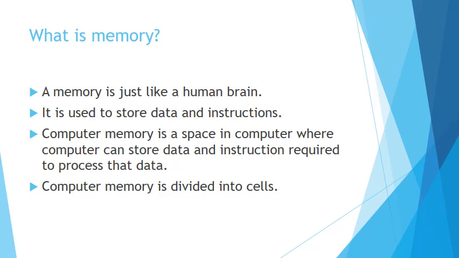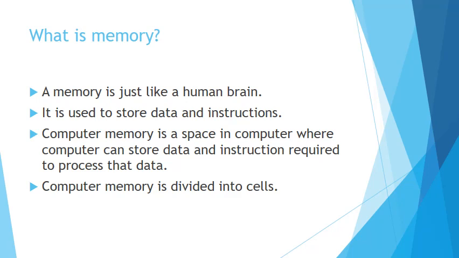So, let us discuss what memory is. As human beings, whatever we see, whatever we listen to, if we want to store that thing, we store it in our brain. Same way, if a computer wants to store anything, that will be stored in its memory. So we can say that computer memory is like a brain which stores the data and information.